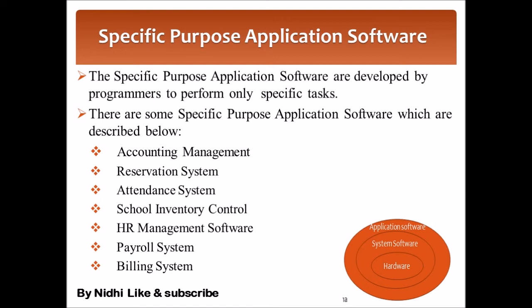Next type of specific purpose application software is reservation system. Reservation system is used for making reservations. Reservations can be of airlines, hotels, etc. Okay, so examples of this application, reservation systems, are makemytrip.com, yatra.com, or thomascook.com. So these are the examples of reservation system softwares. Okay, next category of specific purpose application software is attendance system software. The organizations prefer customized attendance systems for their employees with facilities like fingerprint scanning or personalized SIM based card system. Okay, so it is used for maintaining the attendance.